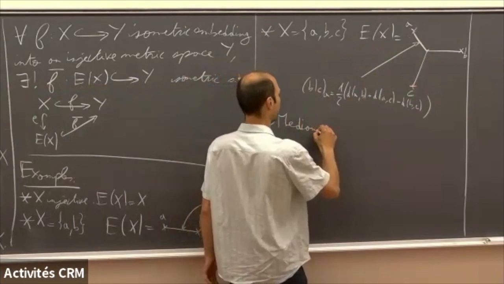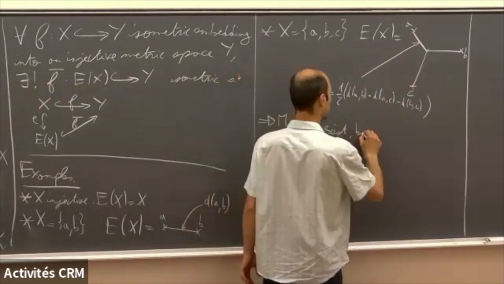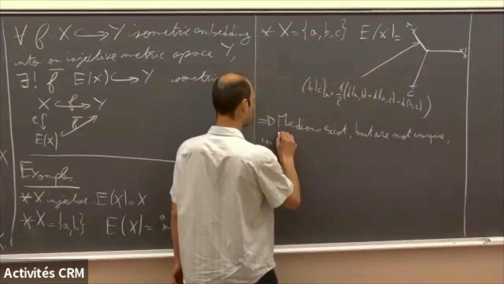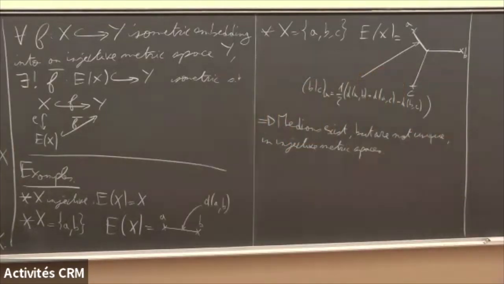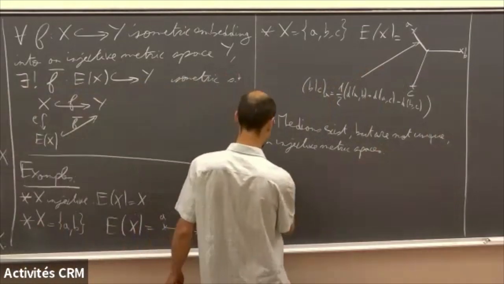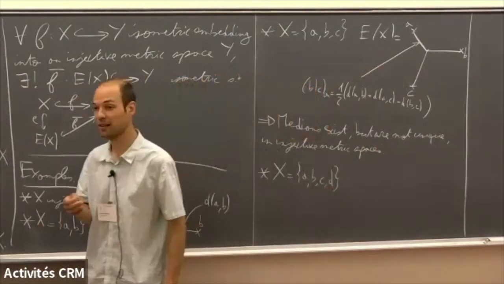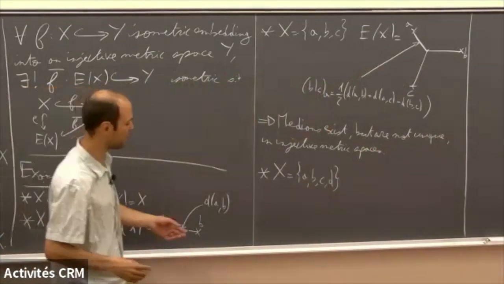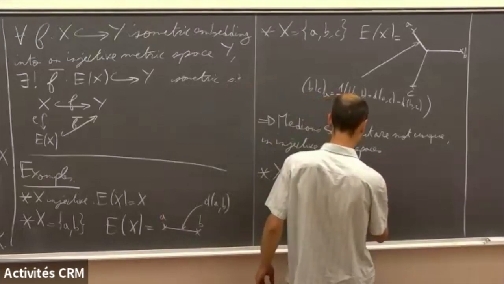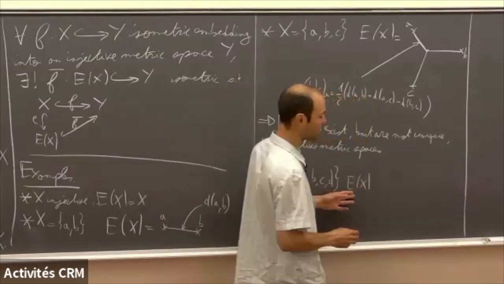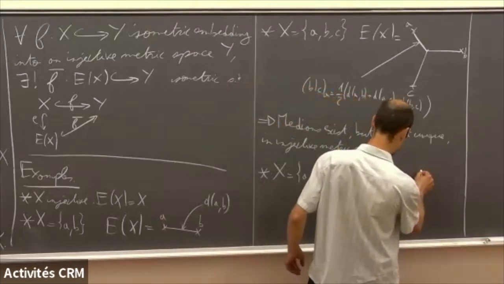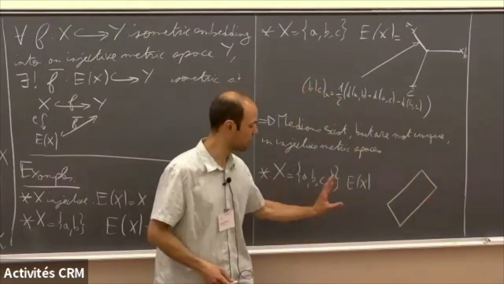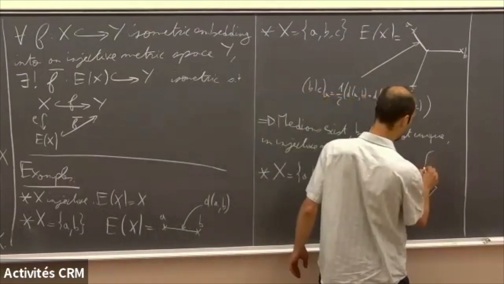Medians exist, but are not unique in injective metric space. So what happens if you take 4 points? This may have less intuition, so I will just tell you the answer. The generic case would be this shape of a rectangle, if I draw it turned by 45 degrees for some reason.